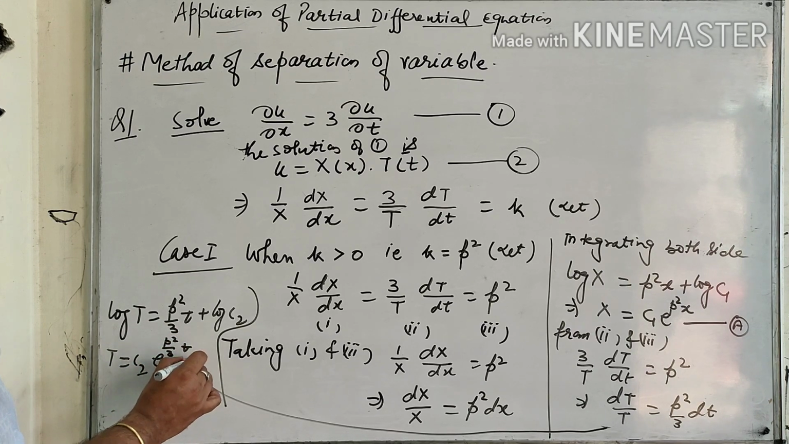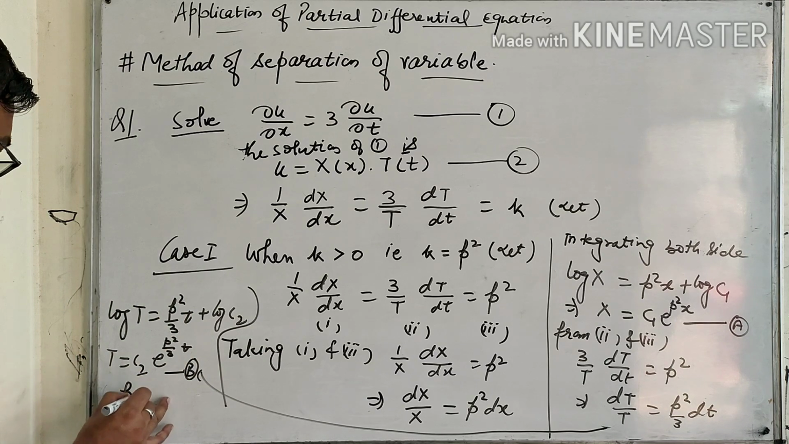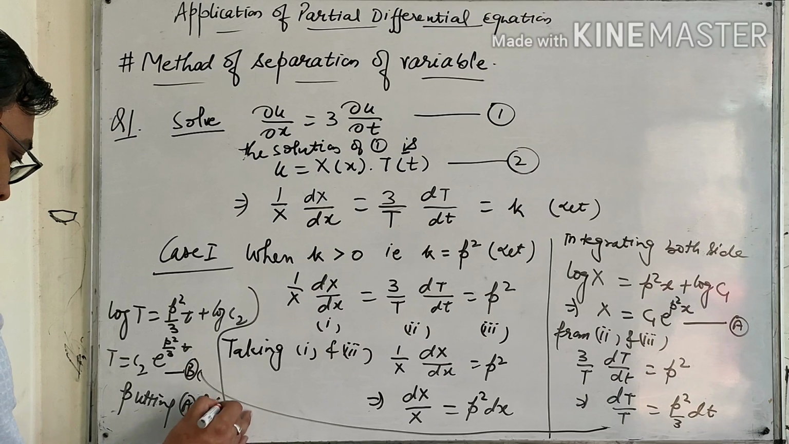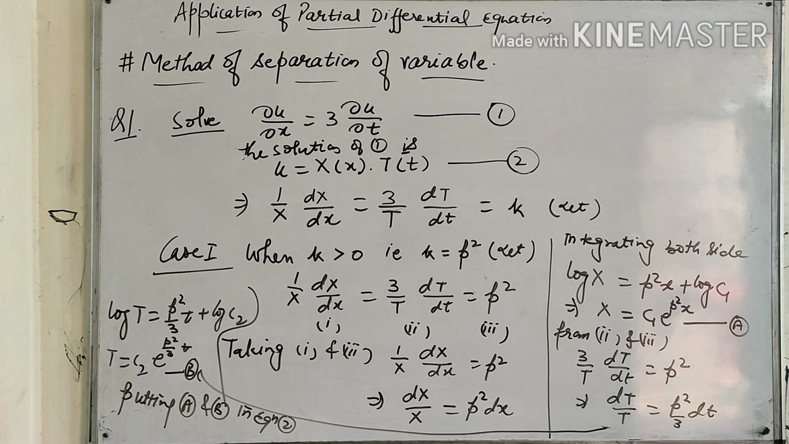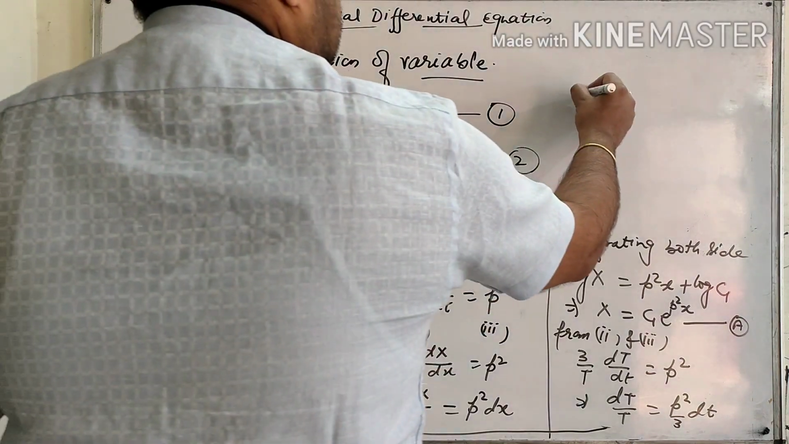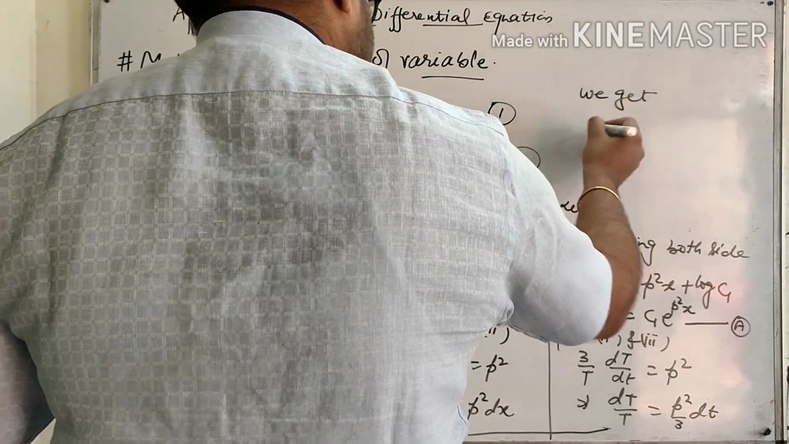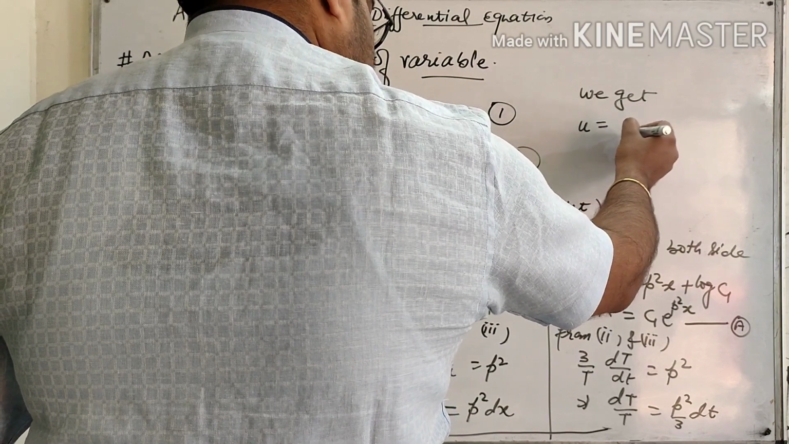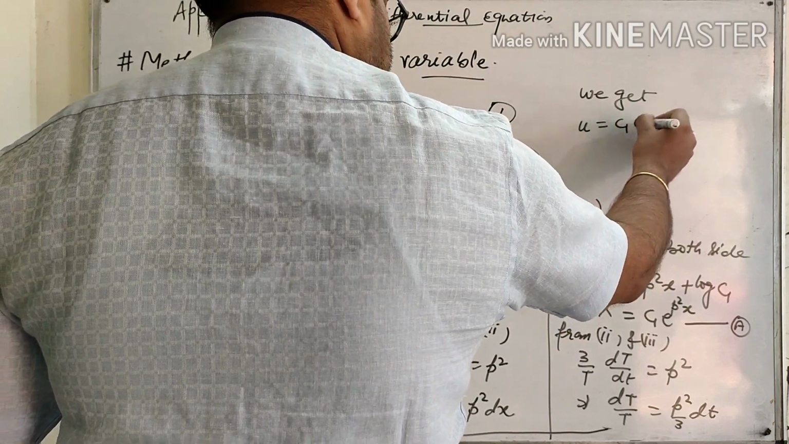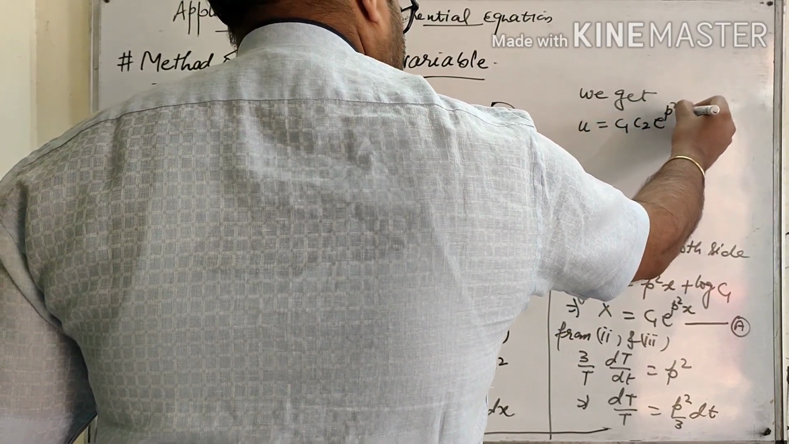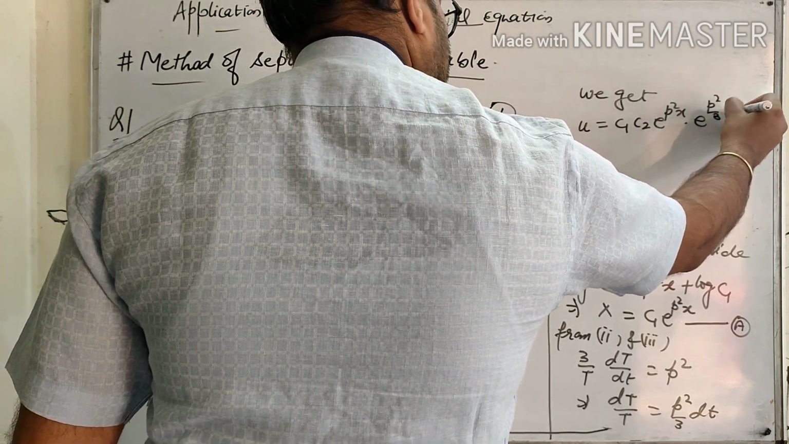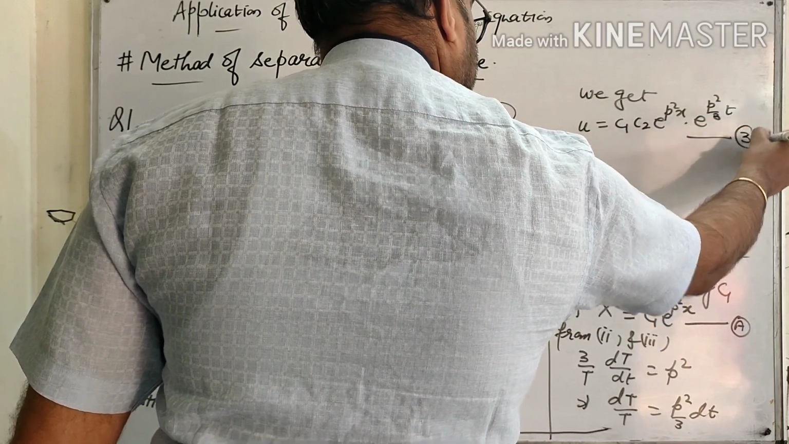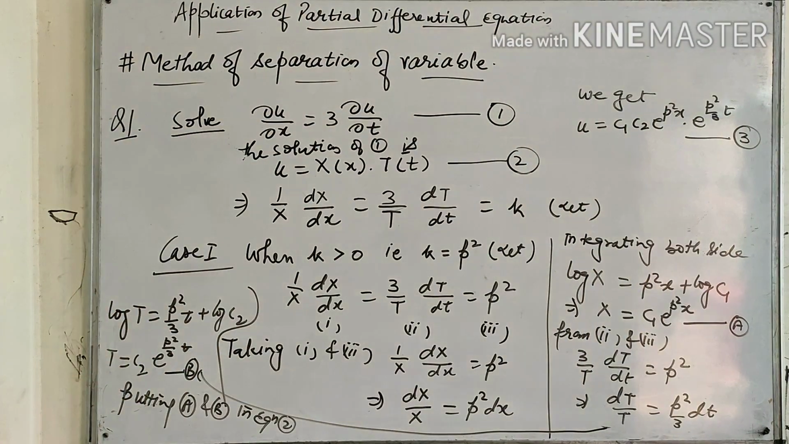Let it be b. So putting a and b in equation number 2, we get u equals c1 c2 e raised to power p square x, e raised to power (p square by 3)t. Let it be equation number 3.